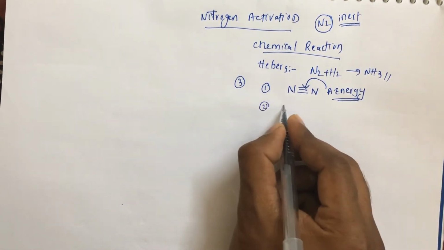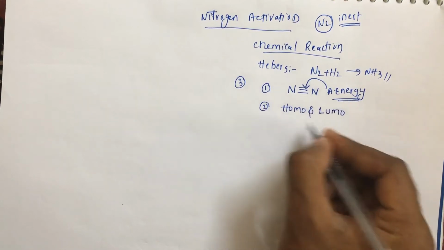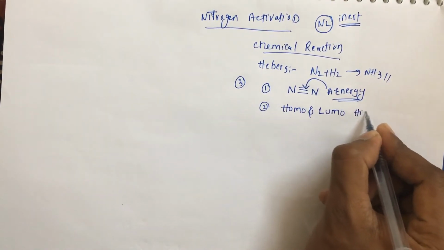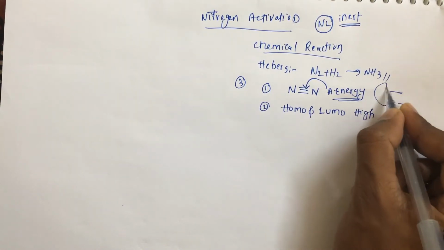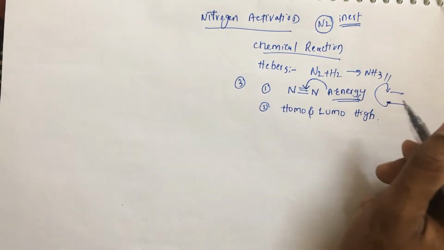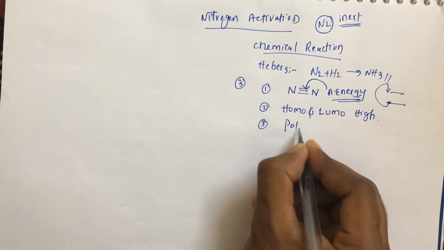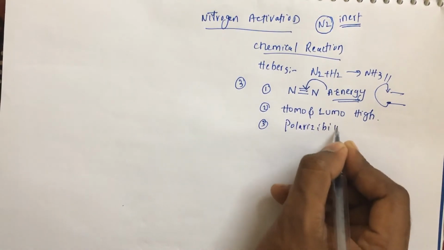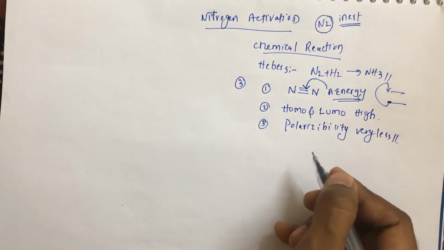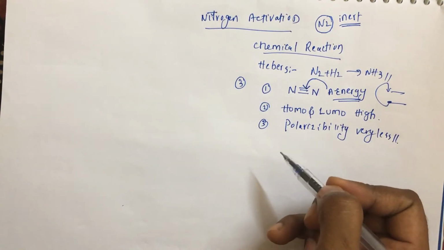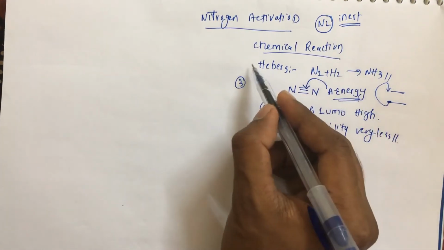The second thing is the HOMO-LUMO gap. The HOMO-LUMO gap in this compound is very high. When the HOMO-LUMO gap is very high, the electrons cannot go from the HOMO to the LUMO. Because of that reason, it is also inert. And then the polarizability is very less. So these are the three reasons why nitrogen is inert in chemical reactions. So we mostly use the nitrogen atmosphere for chemical reactions. And then we'll talk about the Haber's process.